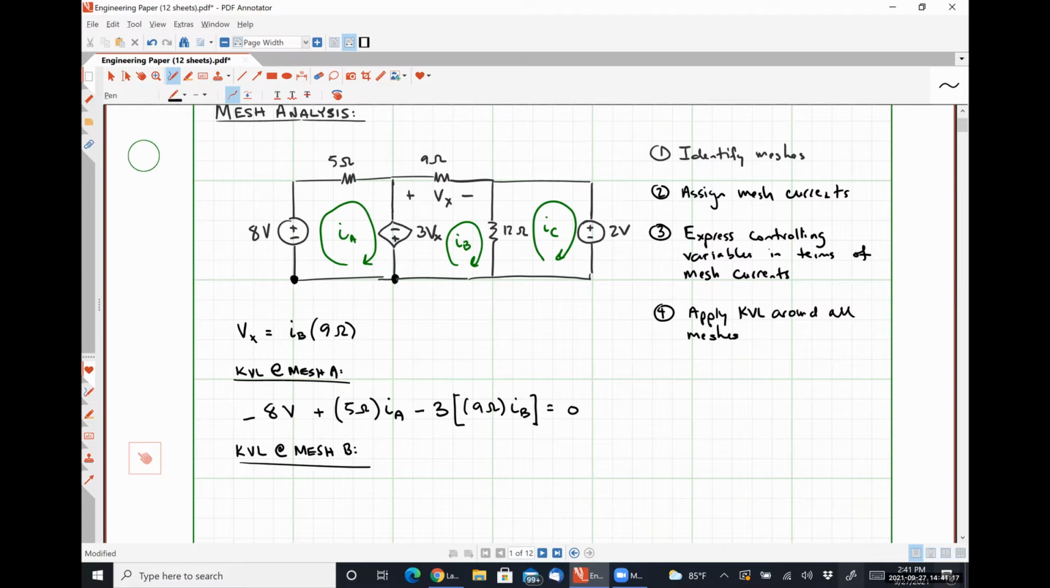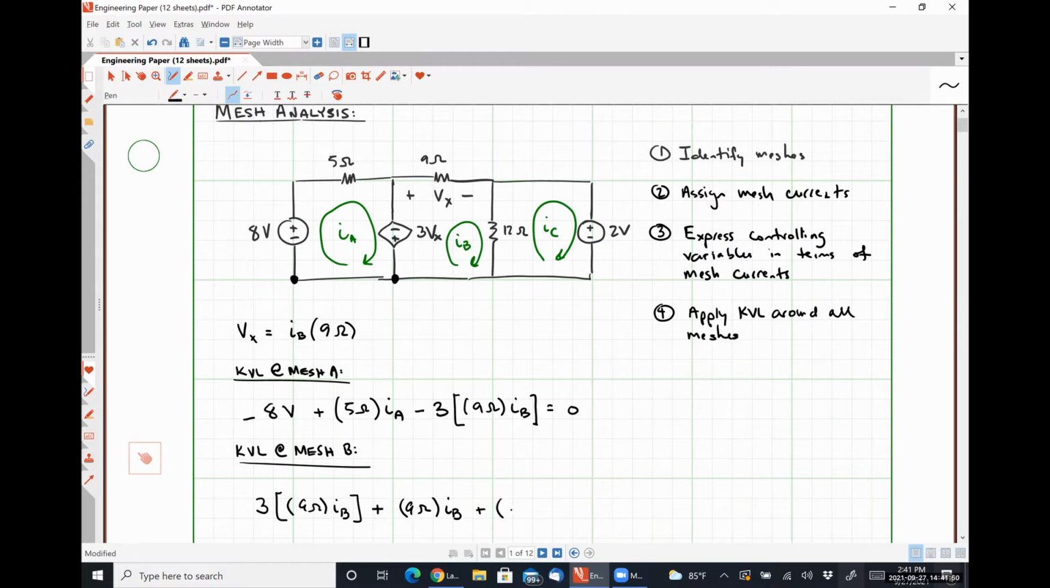All right, so I'm going to start here. Obviously, I see the positive polarity terminal of my dependent source first. So I'm going to have positive 3 times 9 ohms times IB. So that's my 3Vx. Then I see 9 ohms times IB. And we're about to get what Ian was just talking about here.